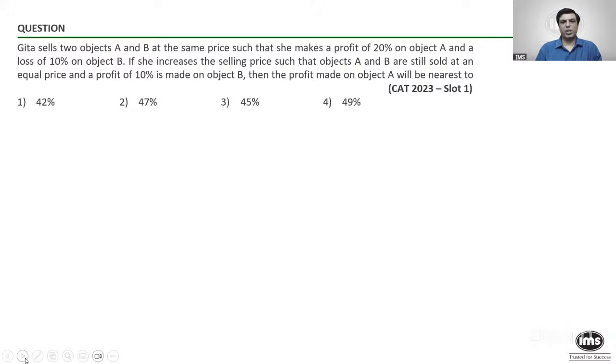First method, the equations method. Foolproof method, we all know how to do that, but time taking. So not our first choice. Let's look at the equation. So Geeta sells two objects at the same price. Let's say that in the first case, initially when she is selling, let the selling price of both objects be X rupees.